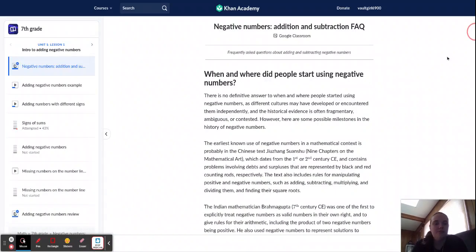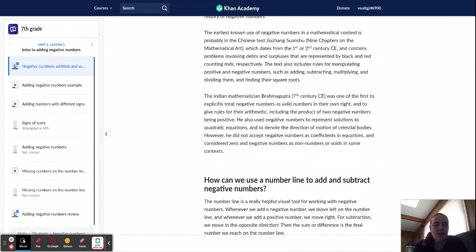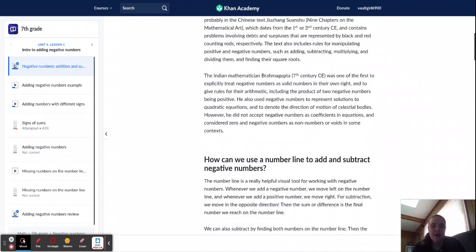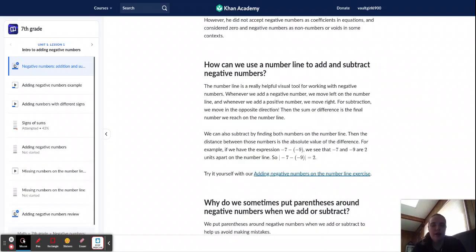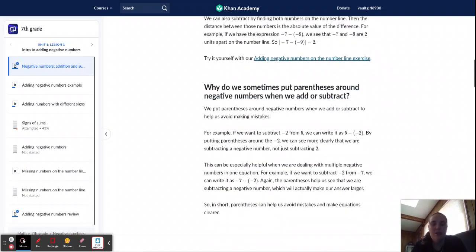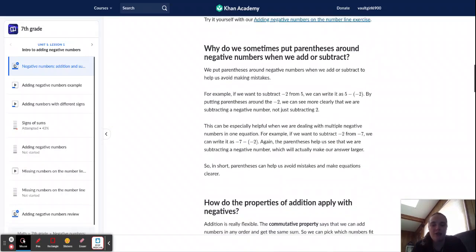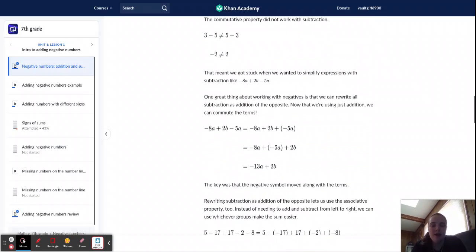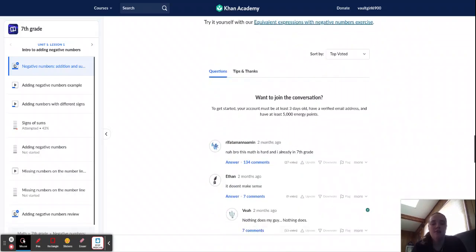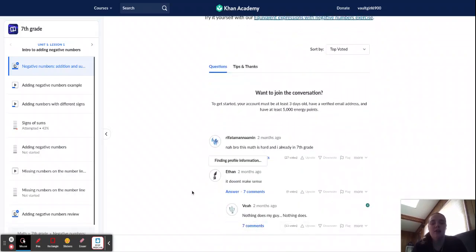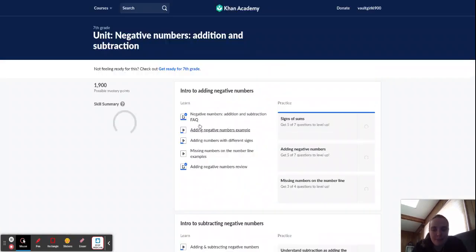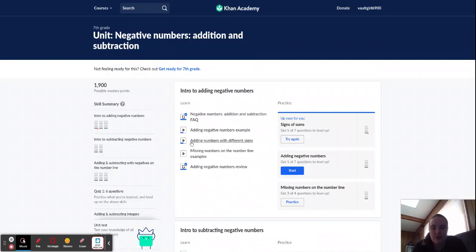So here's some questions that you guys might have as you're going through this unit. How can we use a number line to add and subtract negative numbers? Why do we sometimes put parentheses around negative numbers when we add or subtract? Just stuff that might come to mind while you're working on this. And here's a little comment section if you want to post a comment. We also have some videos here, so let's go ahead and take a look.